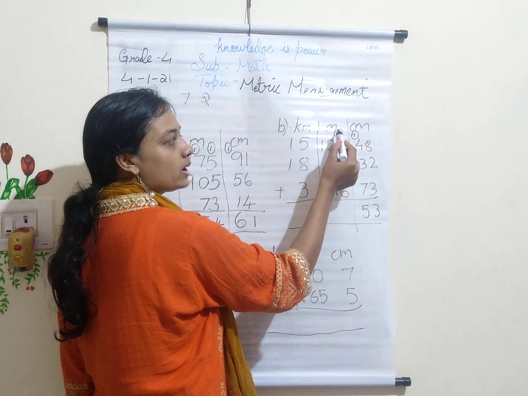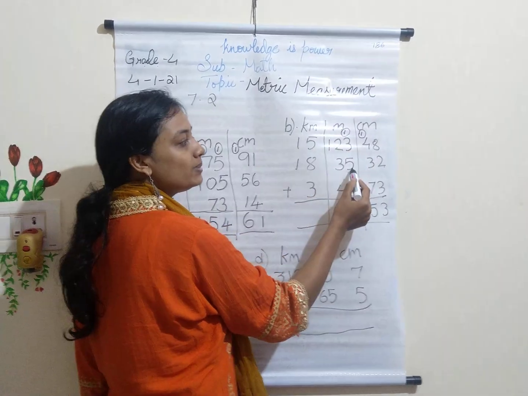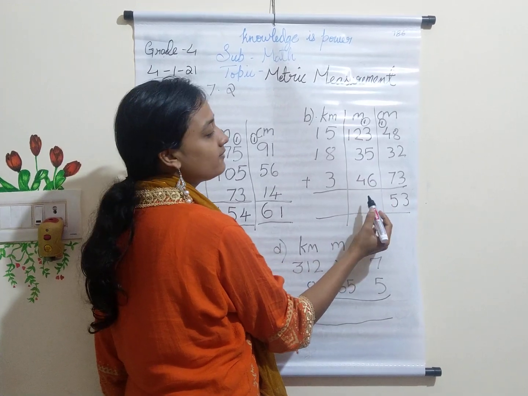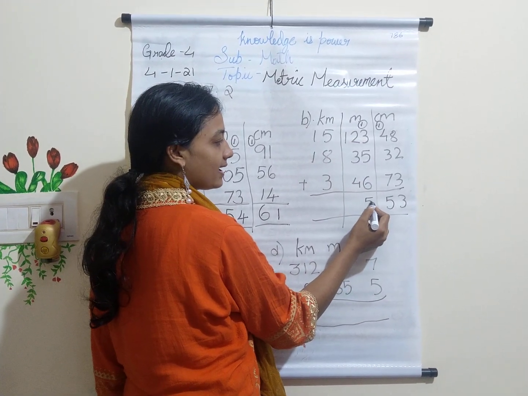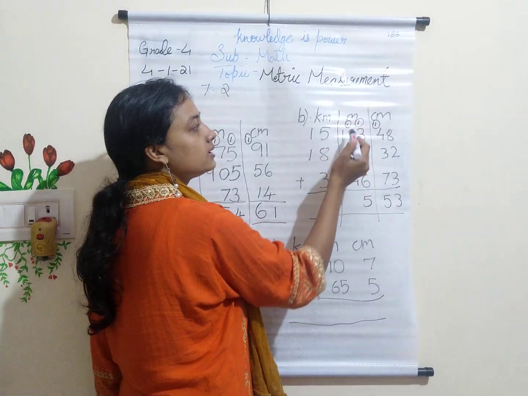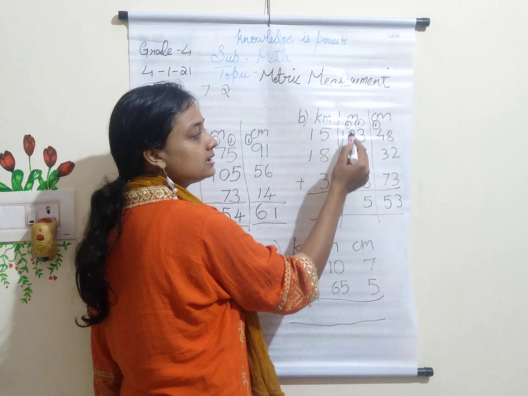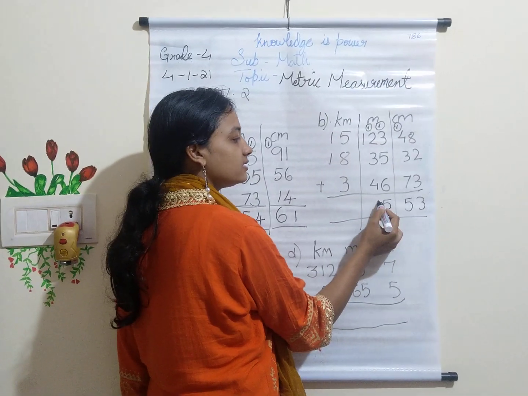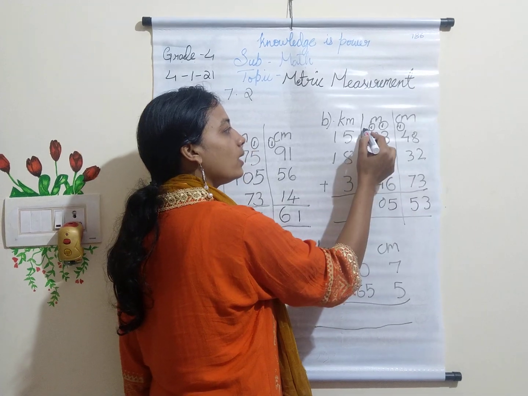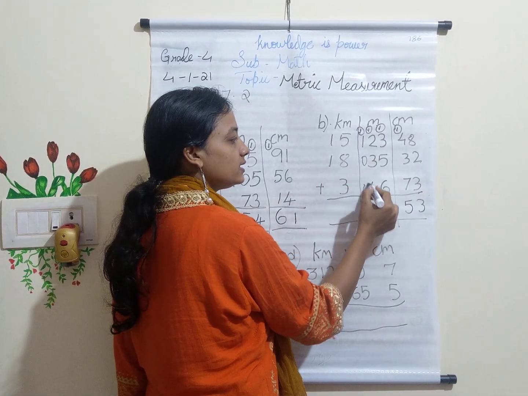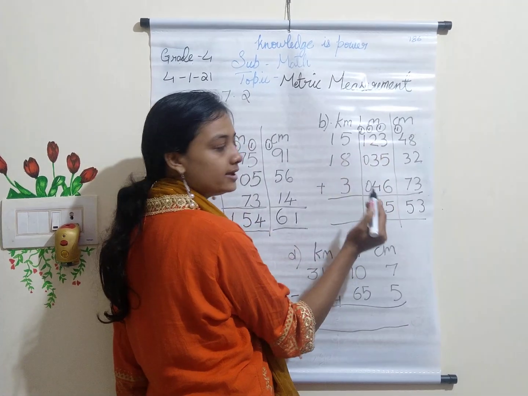So 3 plus 1 is 4. 4 plus 5, 9. 9 plus 6, 15 again. 5, 1 carry to the next number. 2 plus 1 is 3. 3 plus 3 is 6. 6 plus 4 is 10. 0, 1 carry. So I don't have anything here. So it is just 1 plus 1 carry. It is 2.